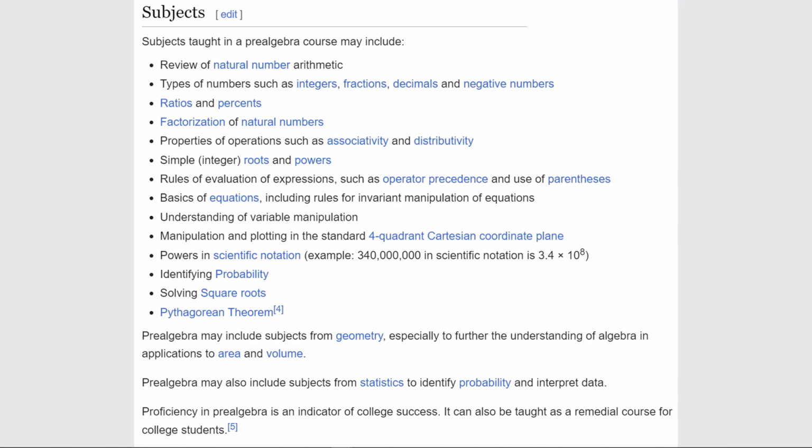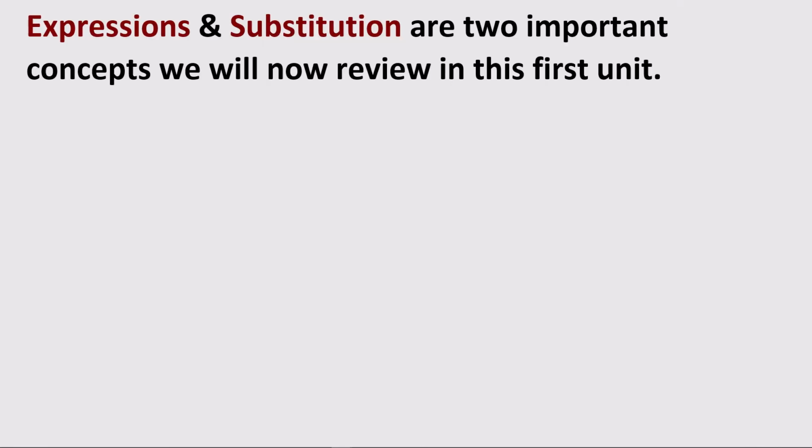You may also be studying some statistics and probability. You will use algebra throughout the rest of your math study, including geometry, Algebra 2, and if you go into pre-calculus and calculus and even into college study. Algebra is the foundation of advanced mathematics. Expressions and substitution are two important concepts we will now review in this first unit.